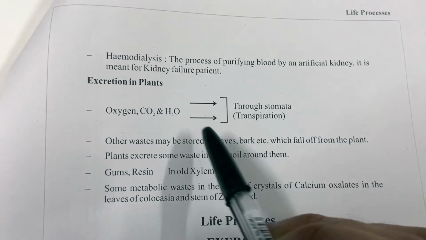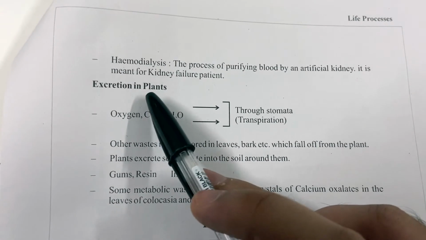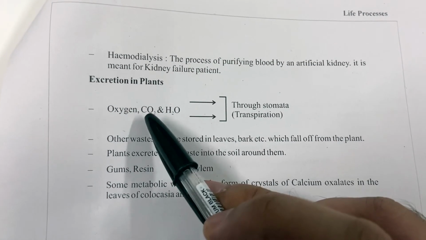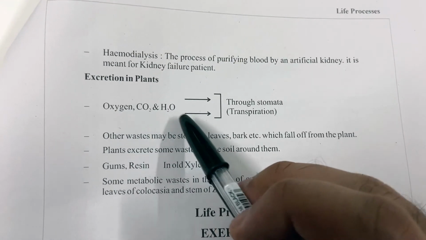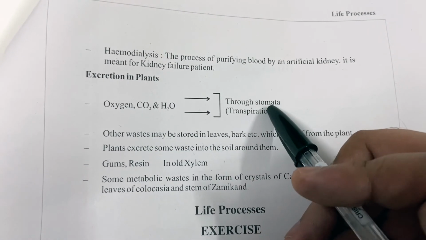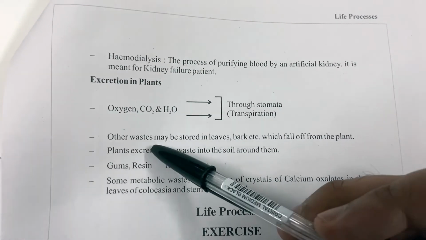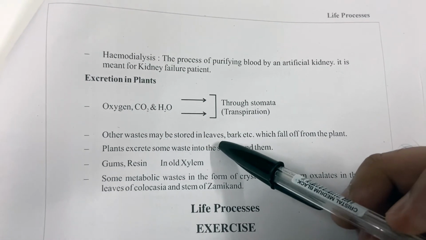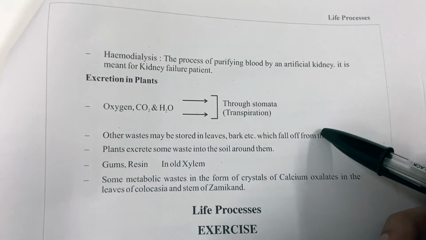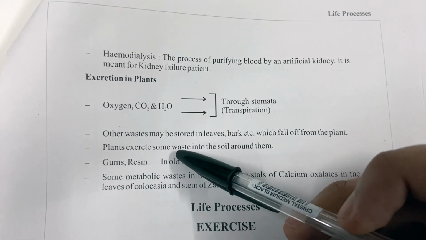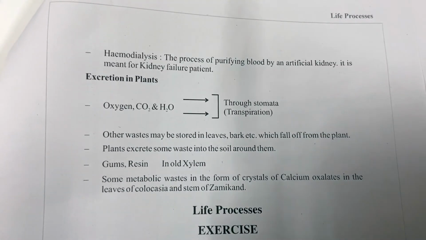Now let us understand excretion in plants. Plants get rid of oxygen, carbon dioxide and water with the help of minute pores present on the leaves that are known as stomata. Other waste is stored in the leaves and bark which fall off, and plants also excrete some waste in the soil which is around them.